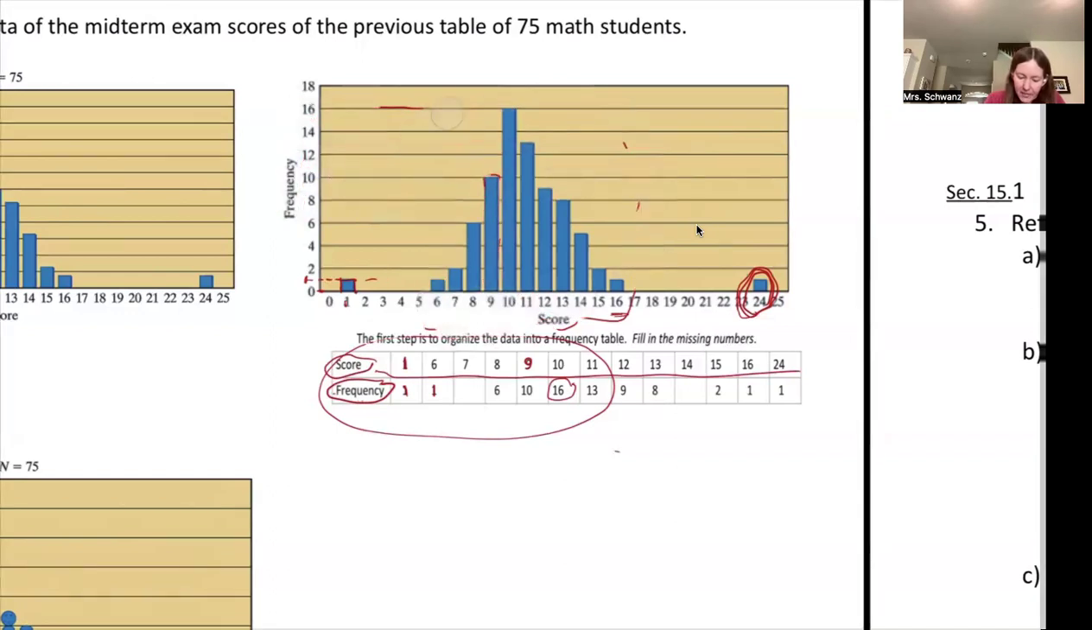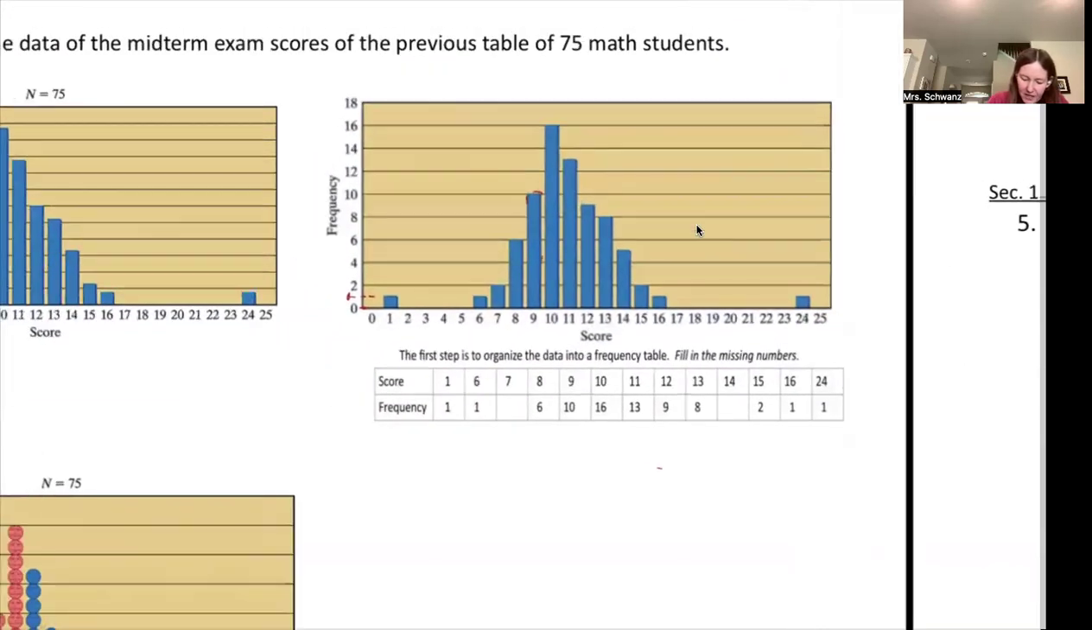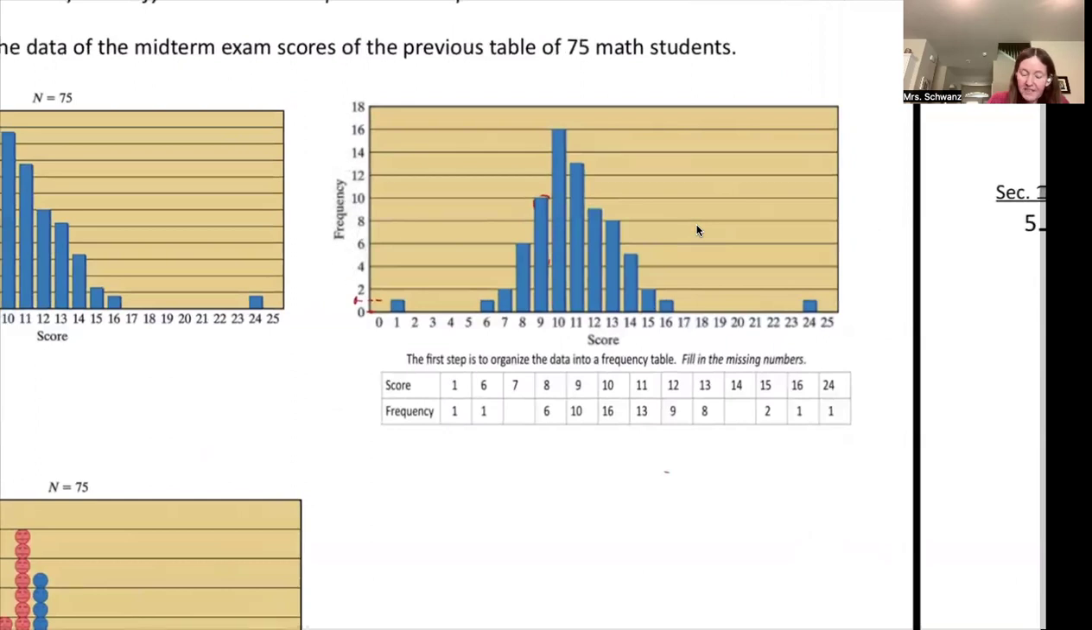Now, a very similar graph, and all they did instead was, instead of this vertical axis being the frequency, it's the relative frequency. And let me show you what a relative frequency is.